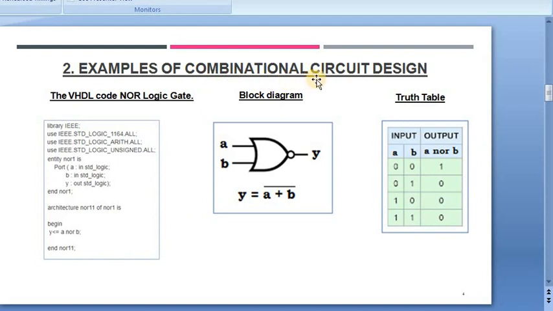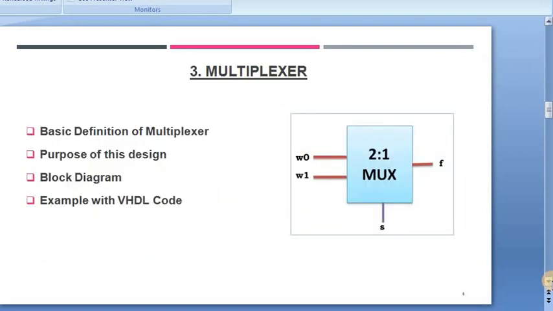I hope you now have an understanding of this topic of combinational circuit design. Now let's move to the next topic, the study of the multiplexer. As you see in the slide, again we can break this topic into 4 parts, starting from its definition, then main purpose, then block diagram, and then VHDL code. Now we start with the first topic, that is, what is a multiplexer?